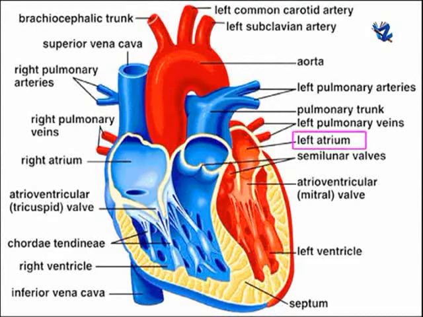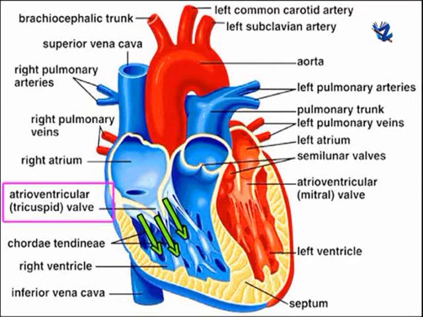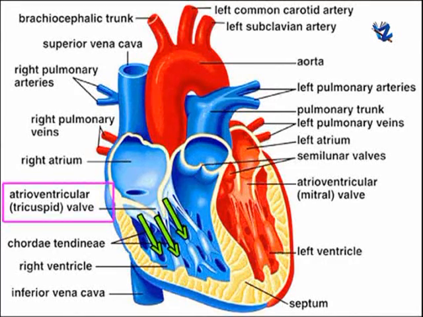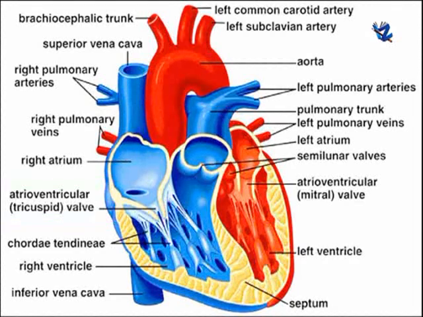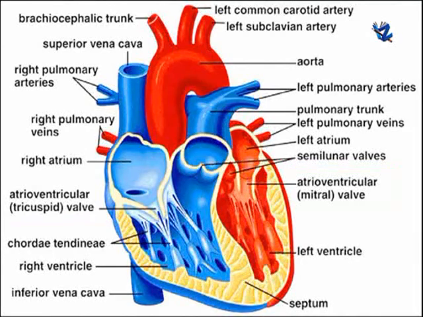The left atrium receives oxygenated blood from the lungs through 4 openings of pulmonary veins. Each atrium opens into the ventricle of its side through atrioventricular aperture guarded by valves made up of connective tissue. The right atrioventricular valve has 3 flaps, hence called tricuspid valve, while left atrioventricular valve has 2 flaps, hence called bicuspid valve or mitral valve.